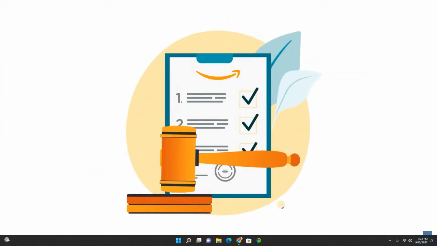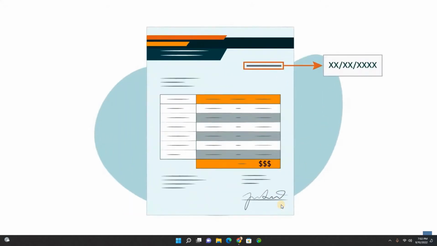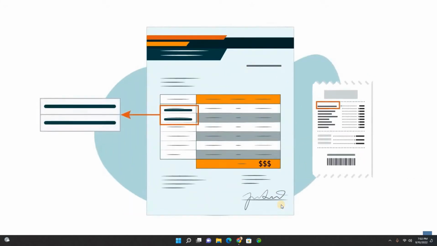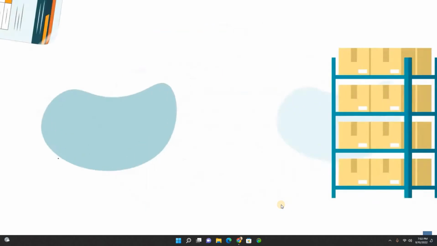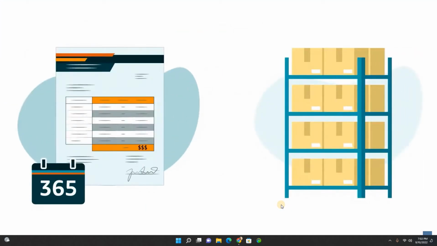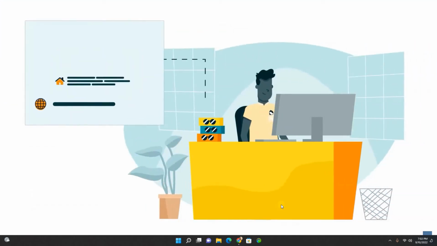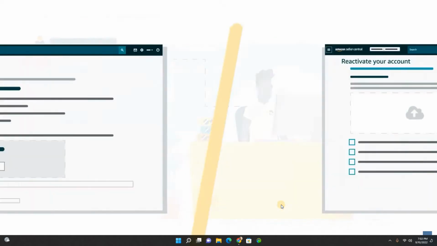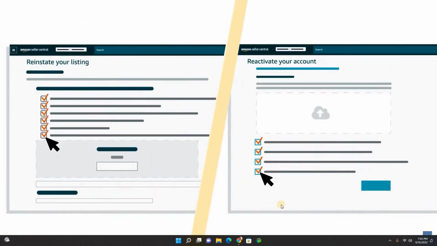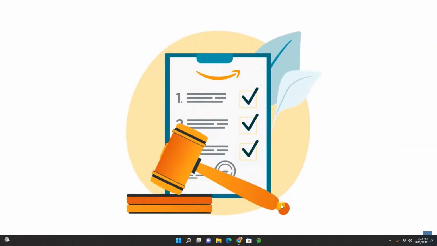The issue date is visible. The product name is visible on all documents. Sales volume of the product is reflected for the last year. Your supplier's information is provided. Don't forget to select the checkboxes once you have confirmed that your documents meet the specific requirements.